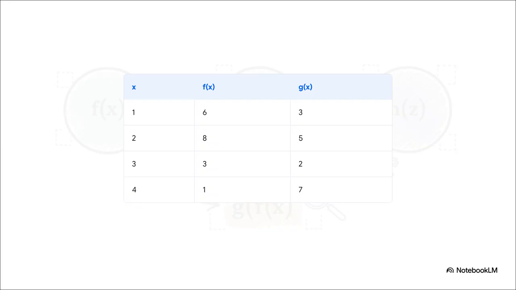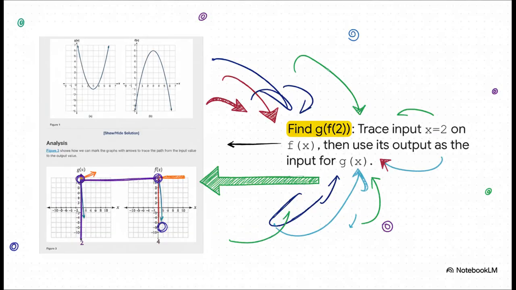Okay, first up, a table. Let's say we need to find f of g of 3. Where do we start? Inside. So we look at our table and find g of 3. See it? The table says it's 2. Perfect. Now, that answer, 2, becomes the brand new input for our outer function, f. So we go back to the table and look for f of 2. And boom, the answer is 8. See? Inside, then out.